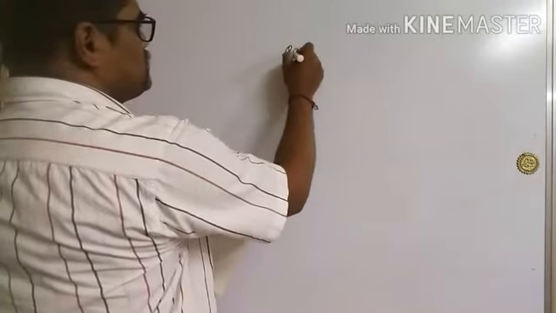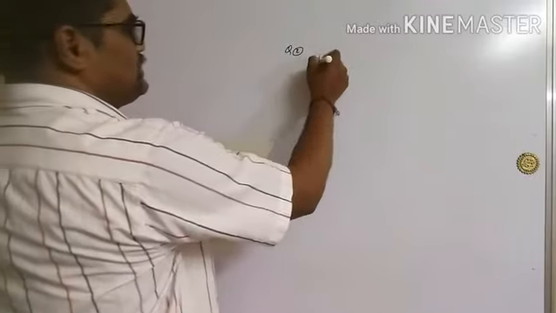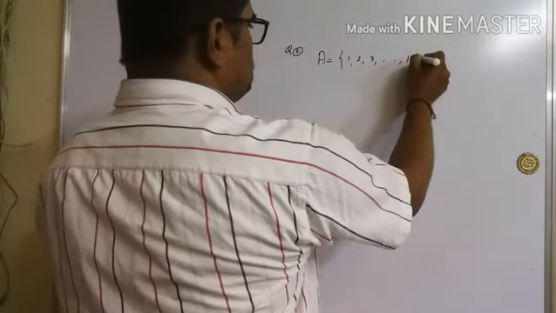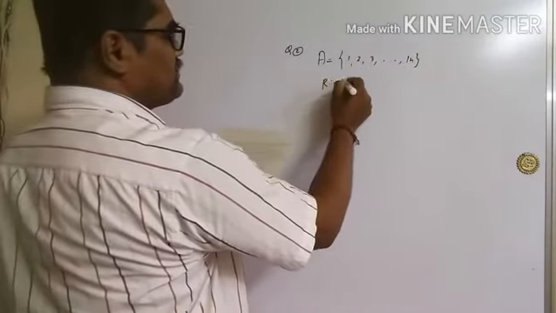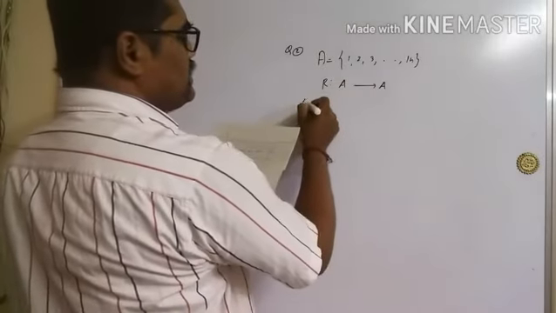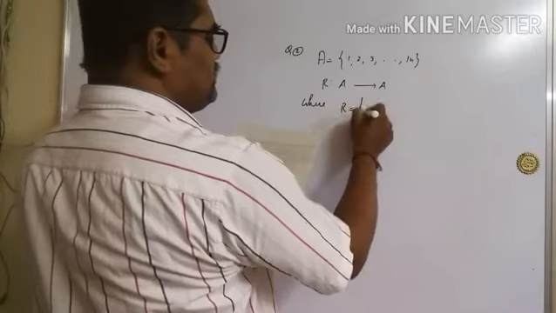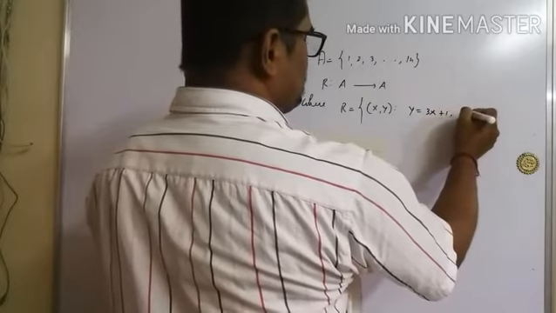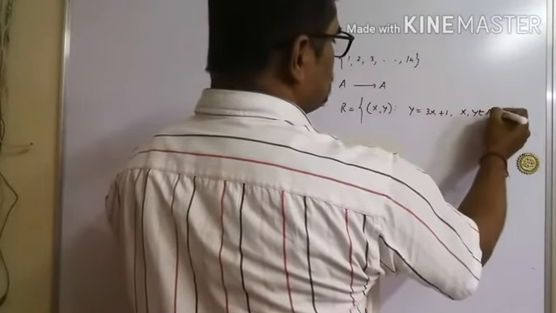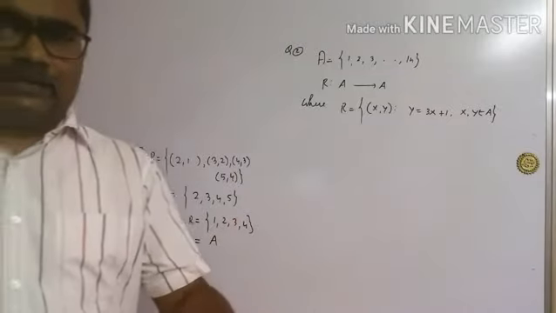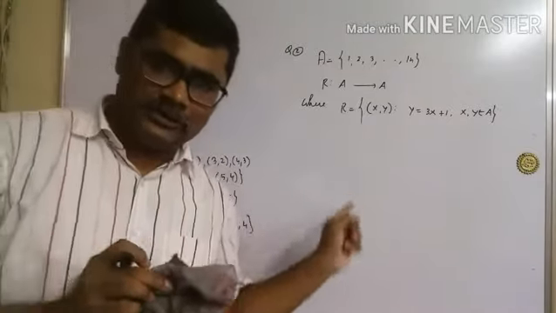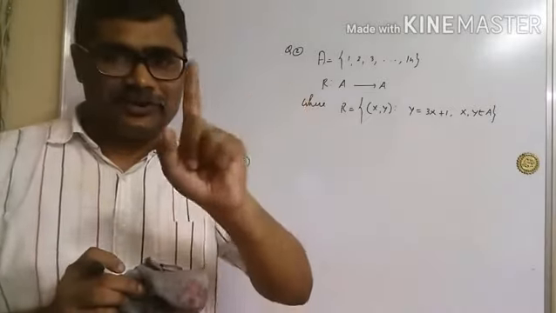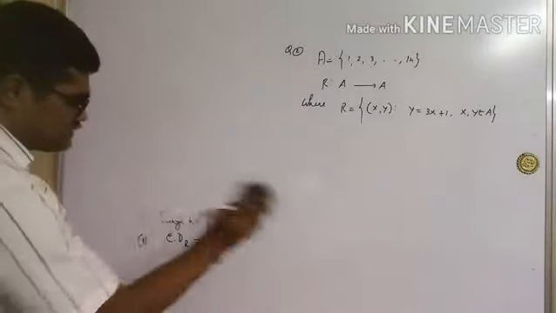Question number 2. What we have here: I have the set A as 1, 2, 3, 4 up to 14, right? And I have a relation R from A to A, where R is defined as (x, y), where y is equal to 3x plus 1 and x, y both belong to A. Now see, I did not write the parts. Same thing you have to do here also: figure, roster method, domain, range and codomain. 5 parts.